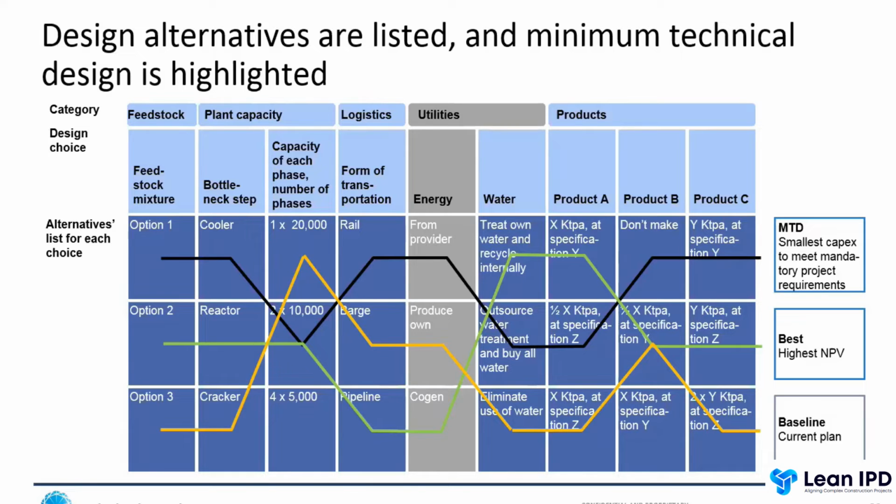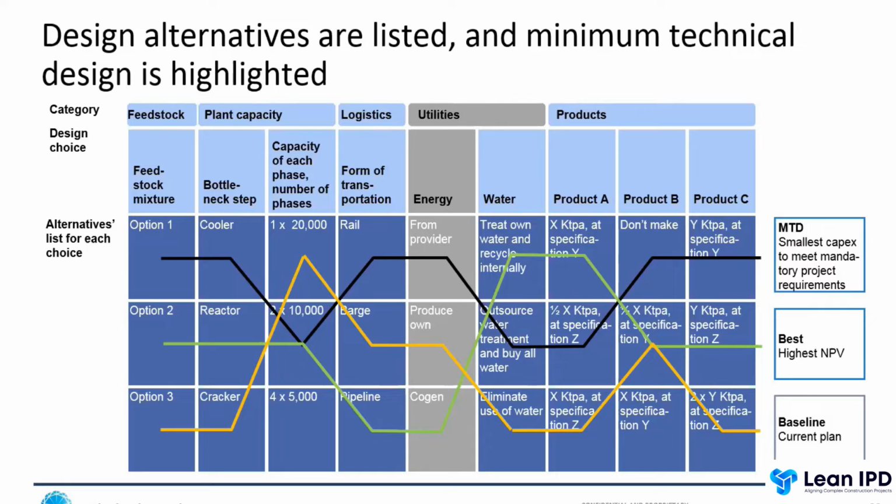The interesting part of this matrix is then generated in a one-day all-together workshop, which is trying to define, along with the must-have project requirements, what is the minimum technical design. And this is what you can see following the black line. The minimum technical design could be a train of 2 times 10,000 kiloton per annum, transporting by rail, energy from providers, so we don't invest in a power plant, and so on.